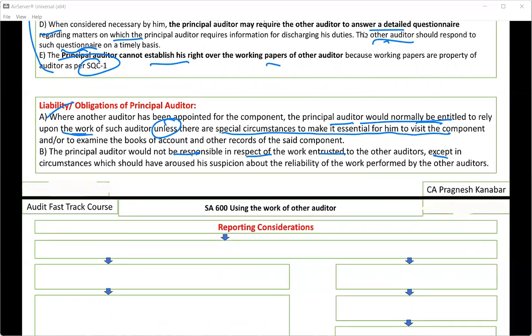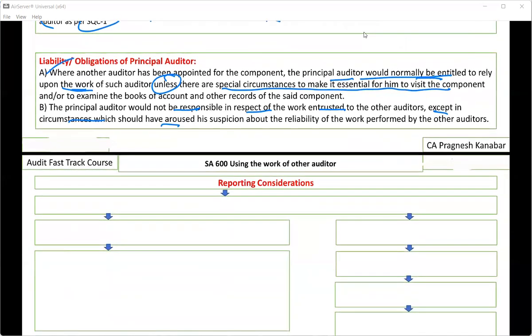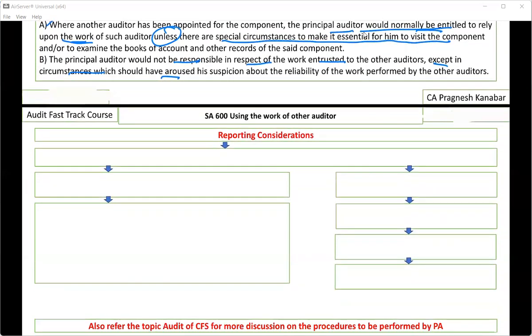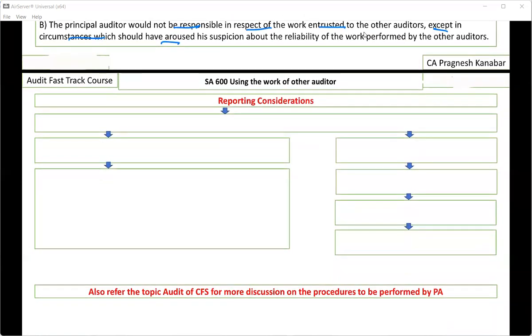Remember this, except in circumstances which would have aroused a suspicion. If there were some clear circumstances where you shouldn't have used the work of other auditor, then in that case, obviously, you should have done the work on your own. Otherwise, normally, generally, you can rely upon the work of other auditor, not a problem at all. And from these discussions comes the last important discussion, that is the reporting considerations.